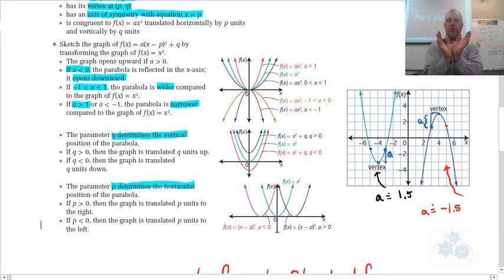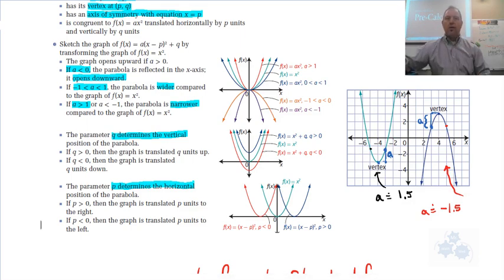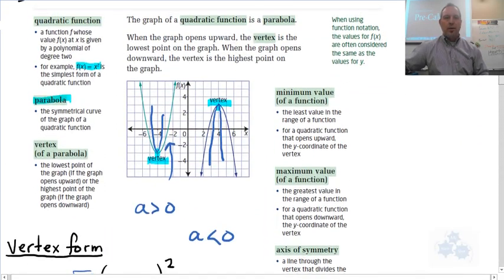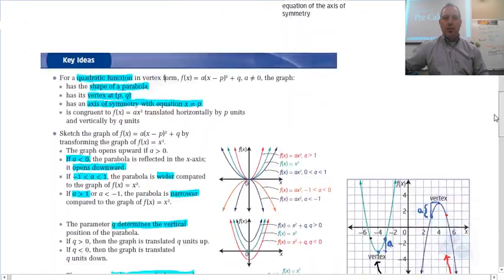If a is really large, then it takes you a long time to get up to the function, and it's narrower. I guess, let's see, was I done with everything over here? Vertex, okay, parabola, minimum, good.